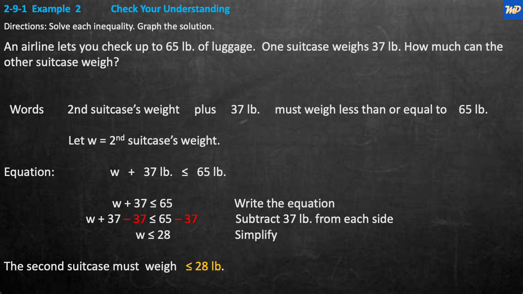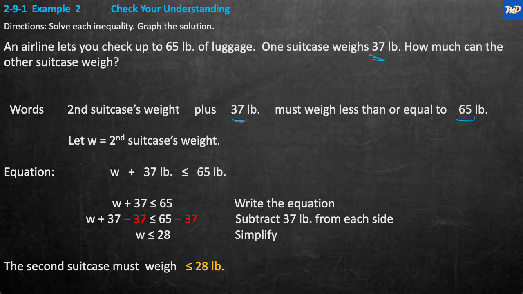One of your suitcases weighs 37 pounds. How much can the other suitcase weigh? Well, in words, this equation would be the second suitcase, your other suitcase, that weight, plus the 37 pounds of your original suitcase that you know how much weighs, must weigh less than or be equal to 65 pounds.